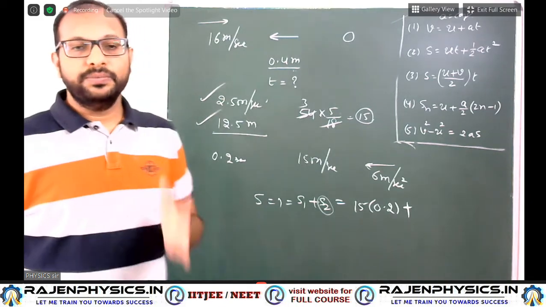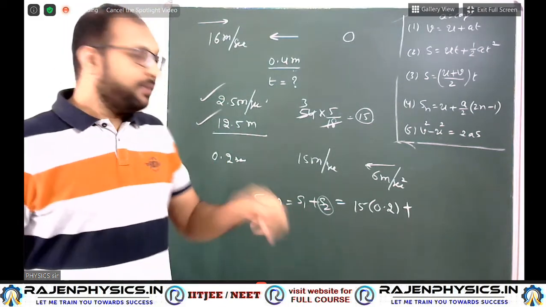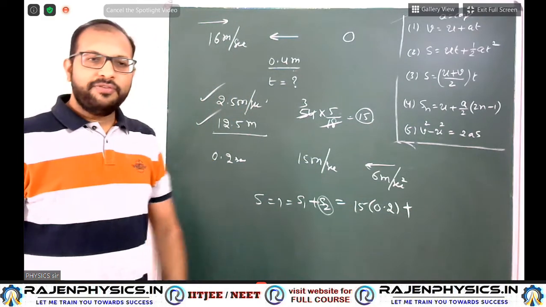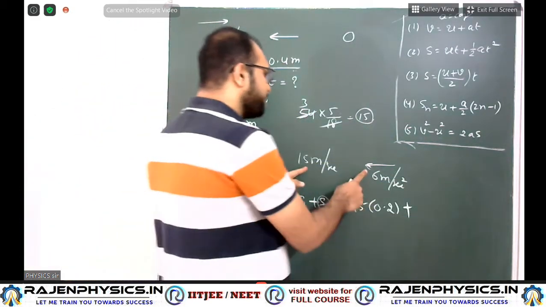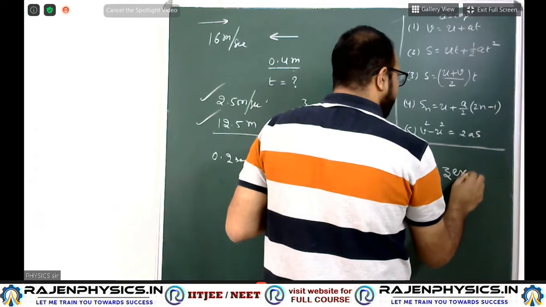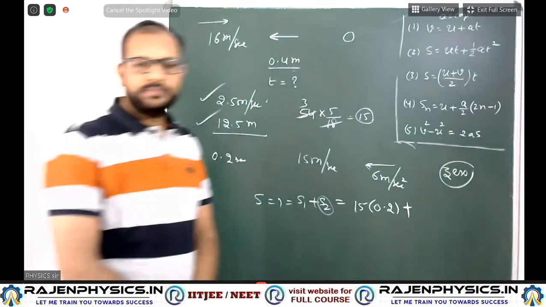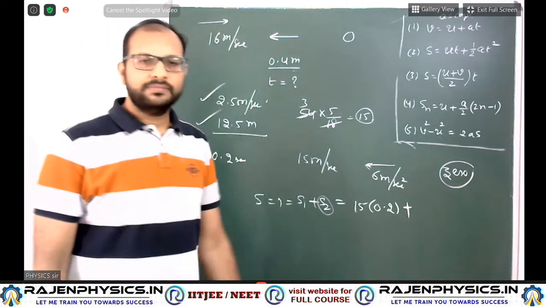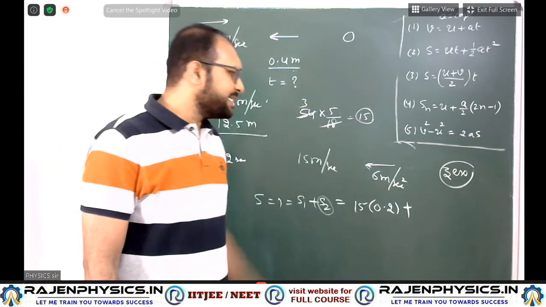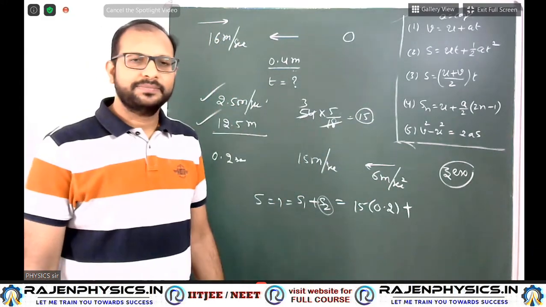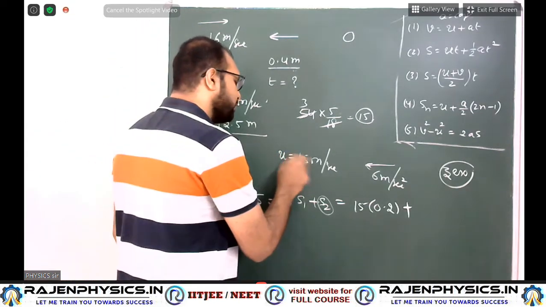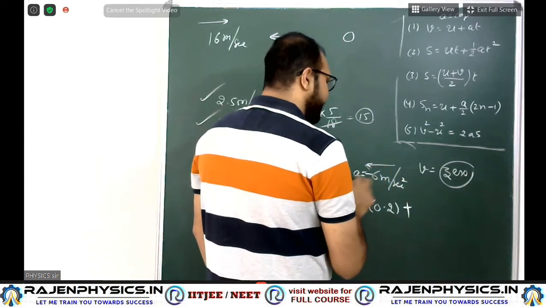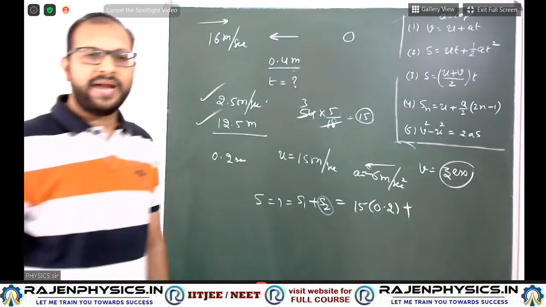Now this S2: brakes applied, finally it comes to rest. Because of the brakes, finally velocity becomes 0, from 15 to 0. Deceleration, that is A equal to -6 because it is opposite. So students, u equal to 15, v equal to 0, a equal to -6.